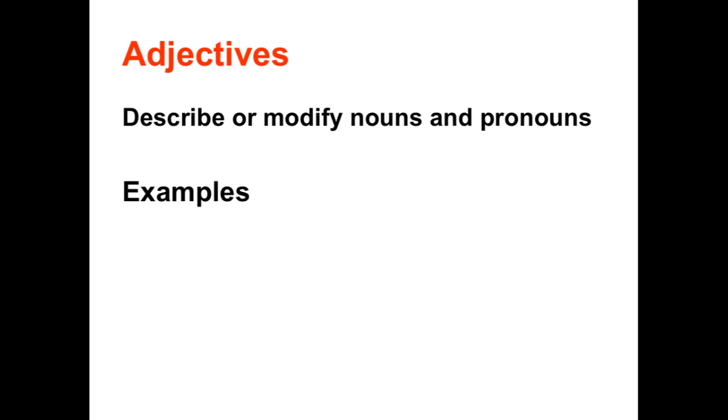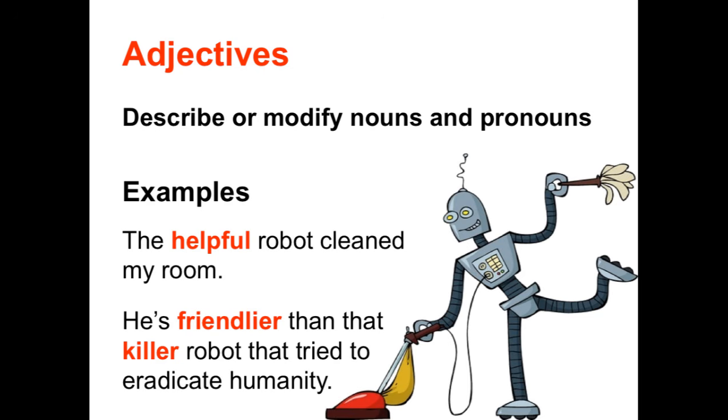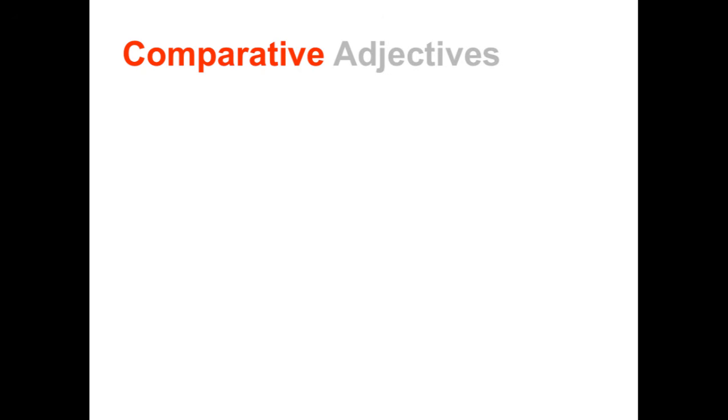Here's an example of a sentence using an adjective. The helpful robot cleaned my room. The adjective helpful is describing the robot. He's friendlier than that killer robot that tried to eradicate humanity. The adjective killer is describing the robot, as is the adjective friendlier. But the adjective friendlier is performing an additional function. It is not only describing the robots, it is comparing them. That makes friendlier a comparative adjective.